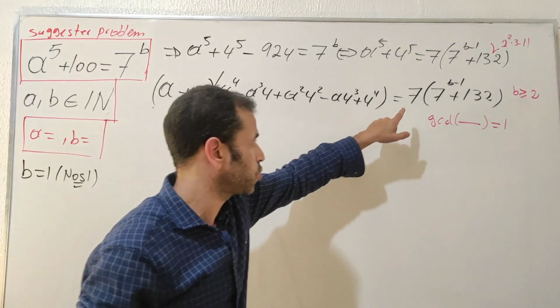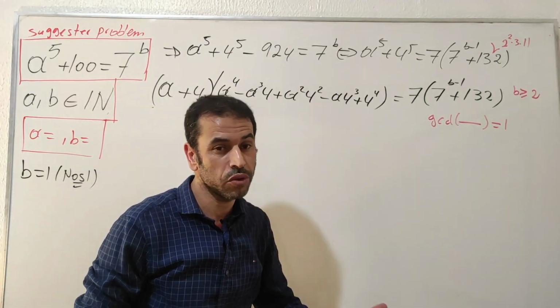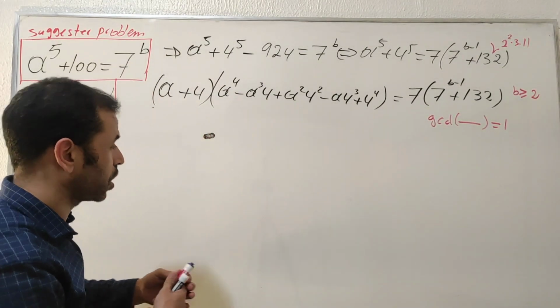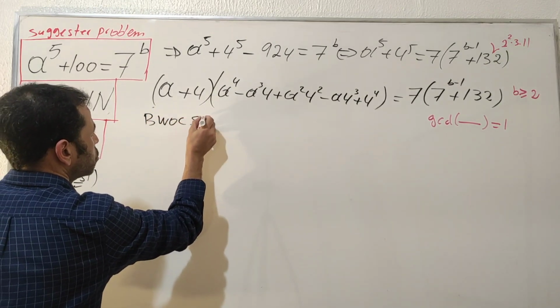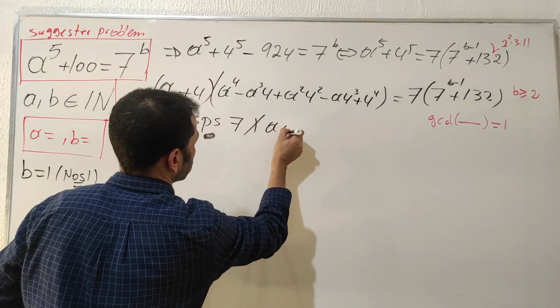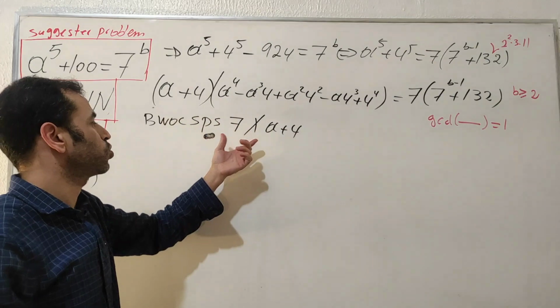Well, I'm going to assume 7 divides a plus 4. We will find a contradiction, which means 7 must divide this one. That's what we are going to do. So by way of contradiction, suppose 7 does not divide a plus 4. We are going to ignore this one because this is enough to show this one, okay?